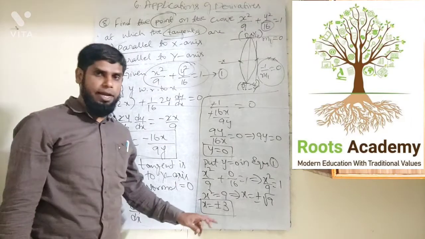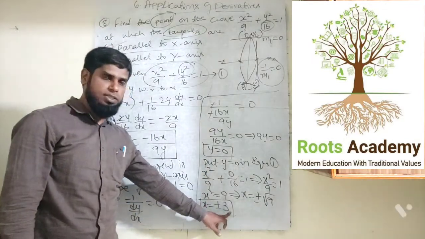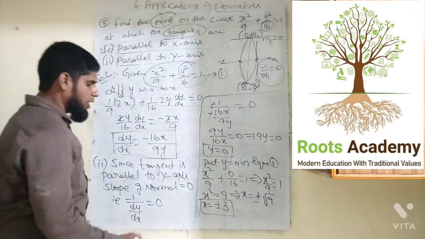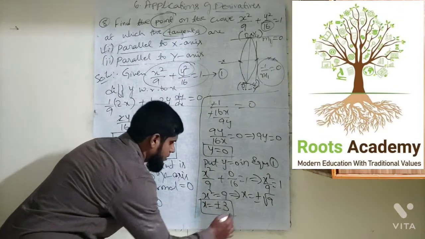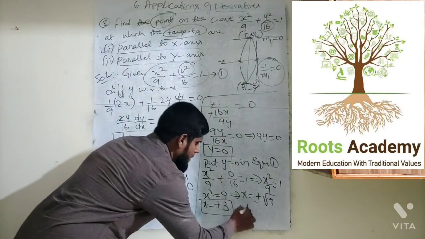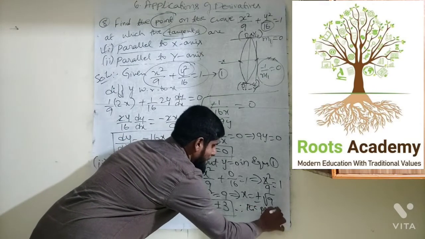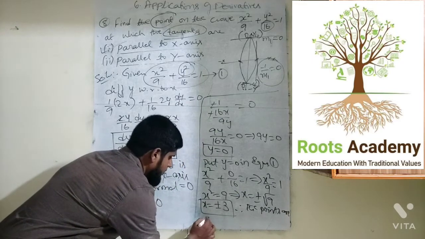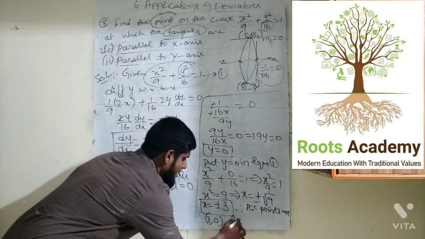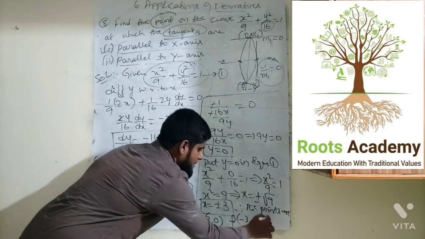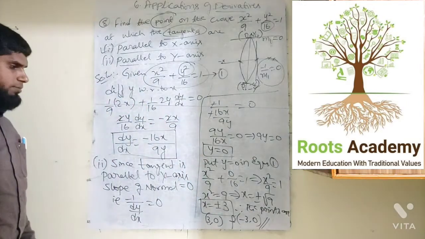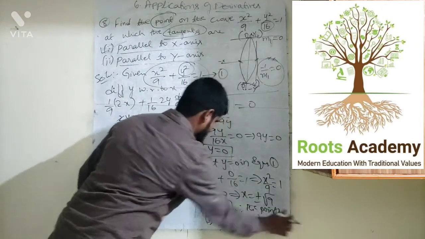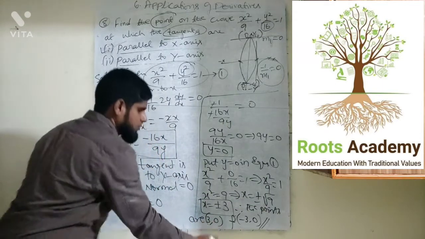So there are 2 points again here. One is in the positive direction of x, the other is in the negative direction of x. And y is 0. Therefore, the points are 3, 0 and minus 3, 0. These are the 2 points.